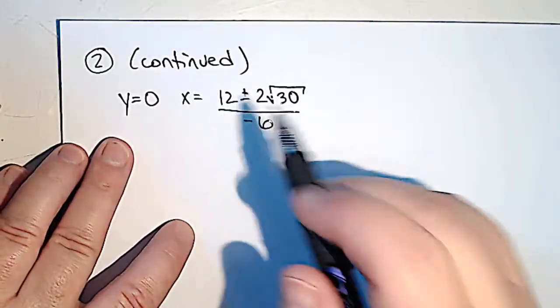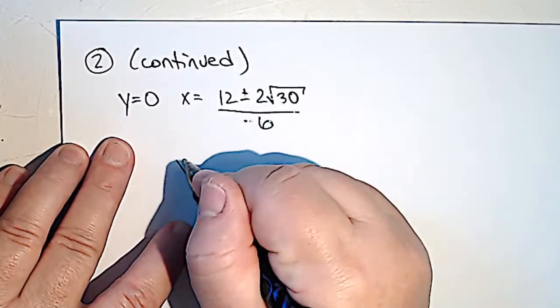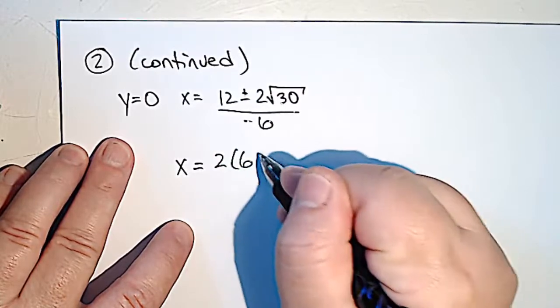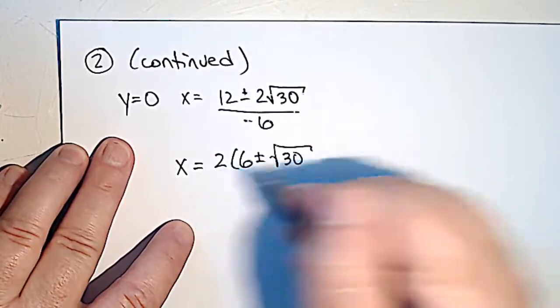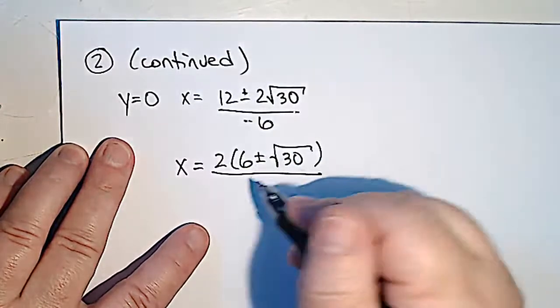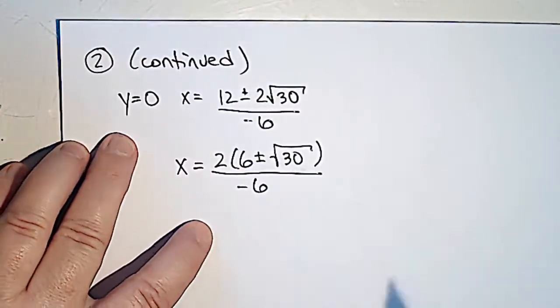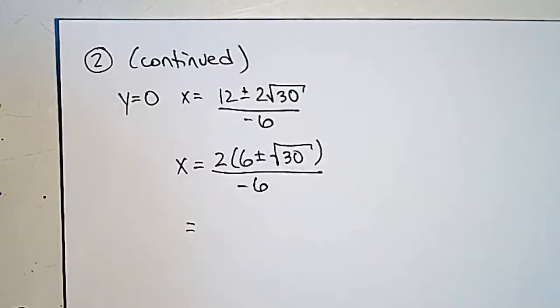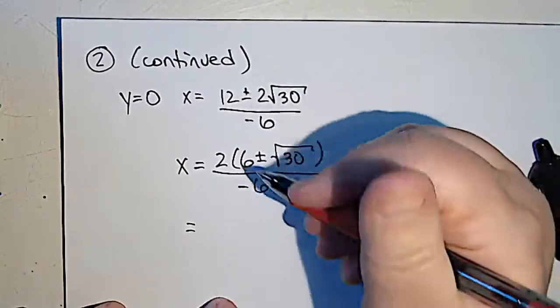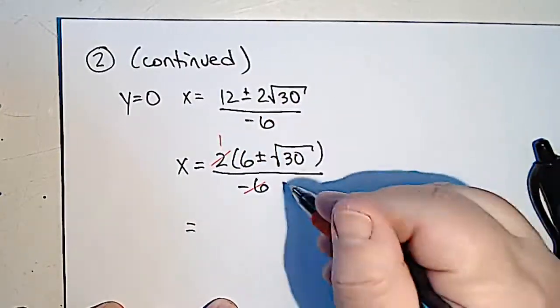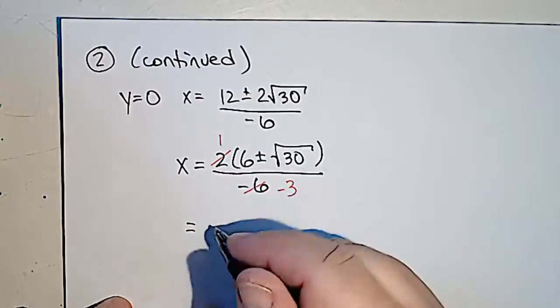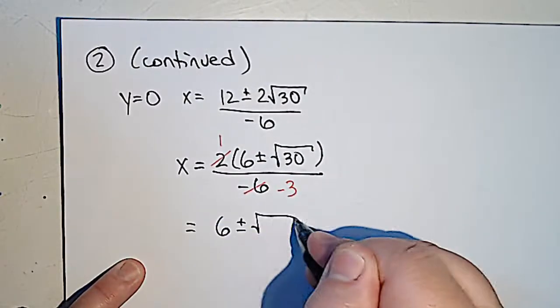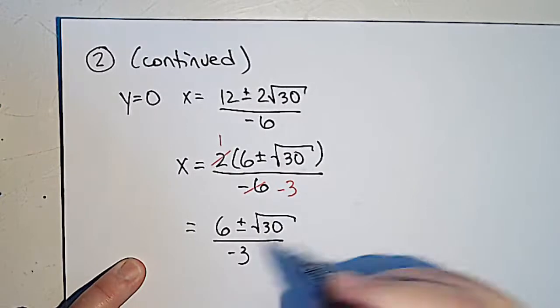And when y equals 0, x equals 12 plus or minus 2 radical 30 all over negative 6. So let's talk about what to do with that. What I'm going to do here is I see I have a 2 that I can factor out, and then I can reduce. Here's my red pen of destiny. The 2 cancels with the negative 6, and I get negative 3. So I've got 6 plus or minus radical 30 all over negative 3.